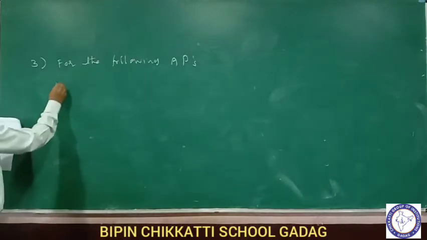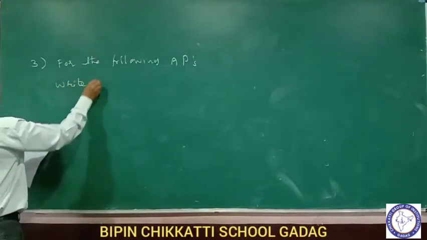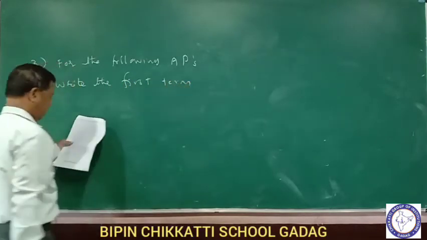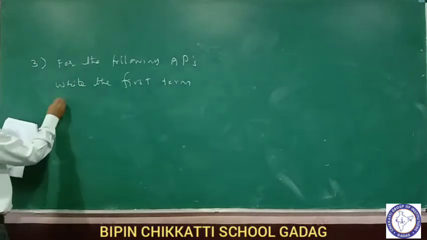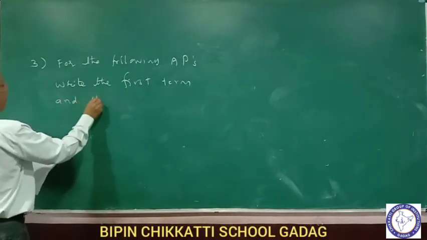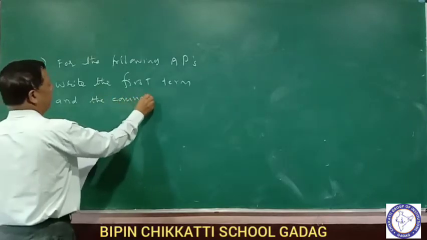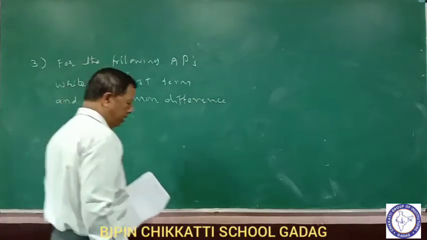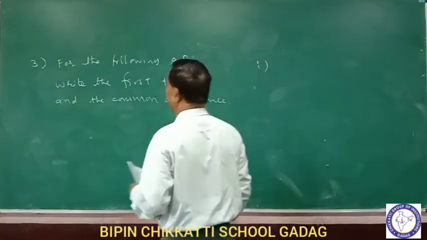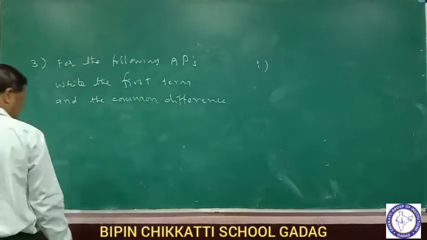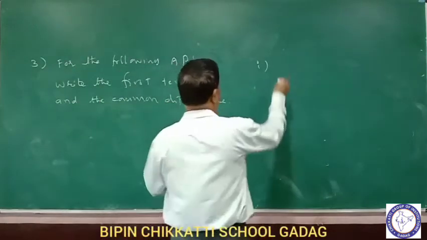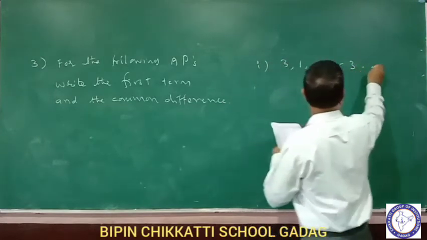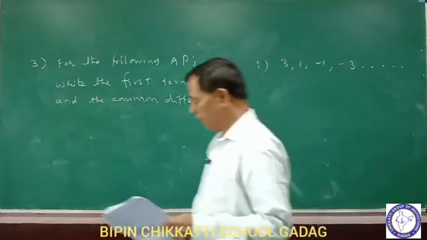write the first term and the common difference. The question is the same. And here I tell you the first problem is what? For the following APs, AP is given here. What is AP? 3, 1, minus 1, minus 3. Look at this, for the following AP.